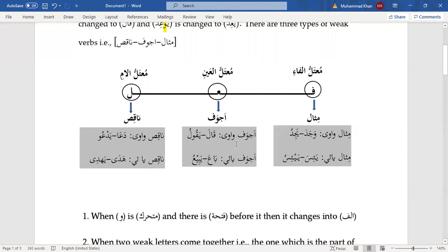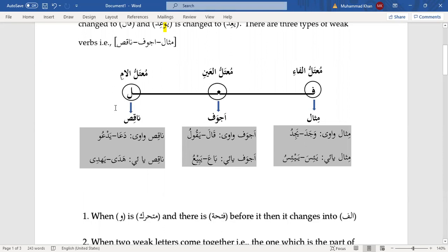In ajwaf wawi, we have discussed qala yaqulu, which is basically qawala yaqulu, and after the changes it has become qala yaqulu. And then we also discussed ajwaf ya'i, which is ba'a yabi'u, basically baya'a yabyi'u, and after the changes it has become ba'a yabi'u. So mithal and ajwaf are clear now, alhamdulillah.